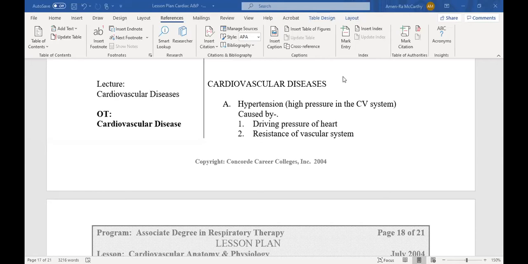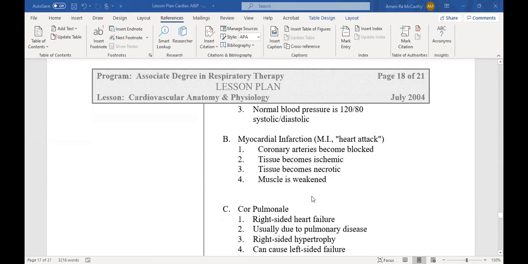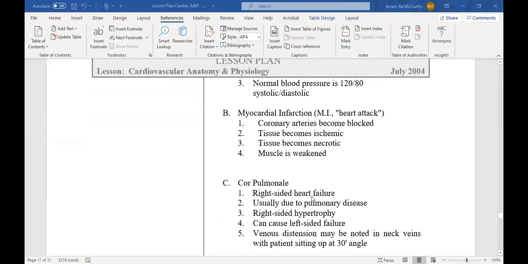So now, hypertension, the normal blood pressure is 120/80. Systolic is 120, like we said. QRS is 120, T wave is 80. So you can look at it as QRS/T. That is your blood pressure, 120/80, right?